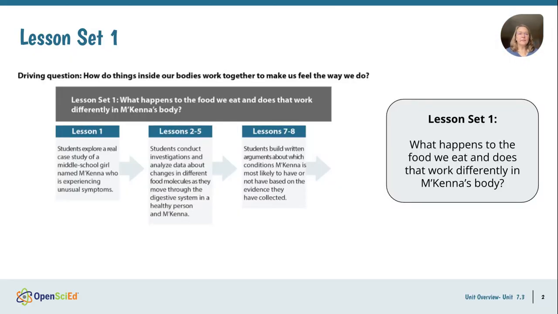OpenSciEd units are organized in collections called lesson sets. A lesson set is just a group of lessons that is focused on figuring out a part of our phenomena. At the end of a lesson set, students put their ideas together to explain what they can at that point. In this unit, there are 3 lesson sets. The first lesson set takes us through Lesson 8. Students investigate what happens to the food we eat, and does that work differently in McKenna's body? Across this unit, we follow the case study of a middle school girl named McKenna.